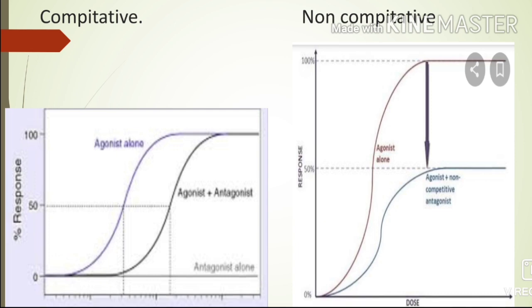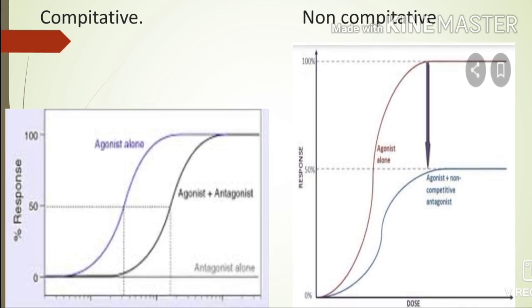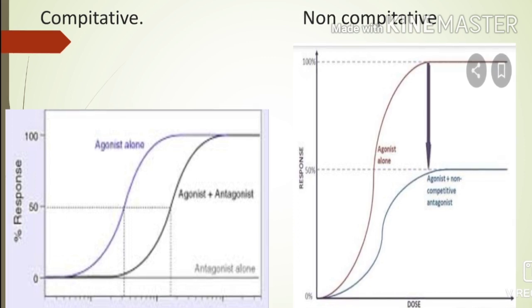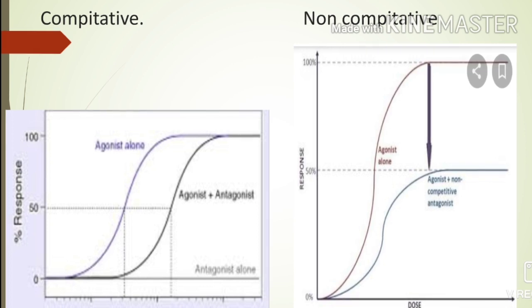There are two types of antagonism, competitive and non-competitive. In competitive antagonism, agonist and antagonist act on the same site and cause a right shift of the dose response curve, but in non-competitive antagonism, agonist and antagonist act on different sites, and due to this there is a decrease in the response of the dose response curve.